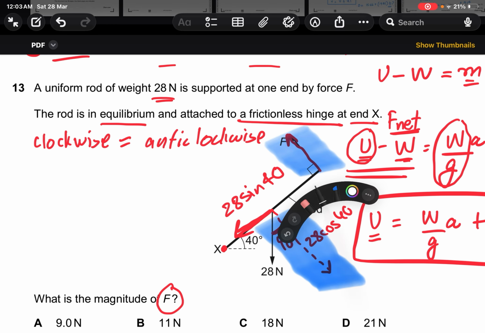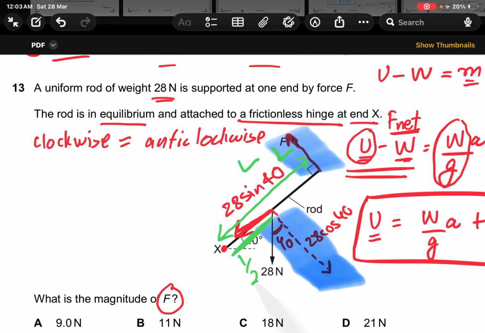Now I know that this length, I don't know. But if I consider this length to be L, then this length for this force is going to be half L. So I know that half length times force, distance into force, which is 28 cos 40, equals my full length multiplied by force F. Okay, this moment in this direction is my clockwise moment, and this F direction moment is my anticlockwise moment. Good, we equated the two moments.